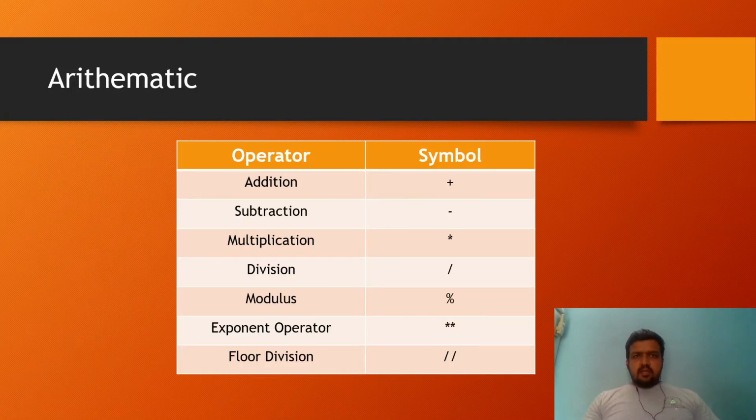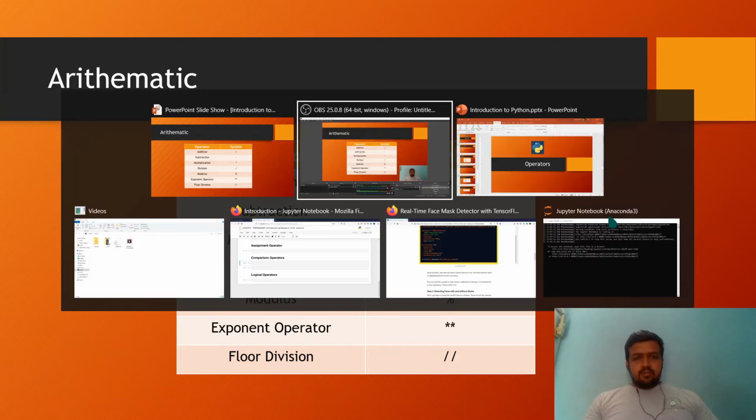We'll start off with arithmetic operators. The arithmetic operators are addition, subtraction, multiplication, division, modulo, exponent, and floor division. The first four are pretty trivial. Everyone who has completed their schooling knows about the first four operations. But I will majorly focus on the last three operators that are shown: modulo, exponent, and floor division. We'll start off with modulo.